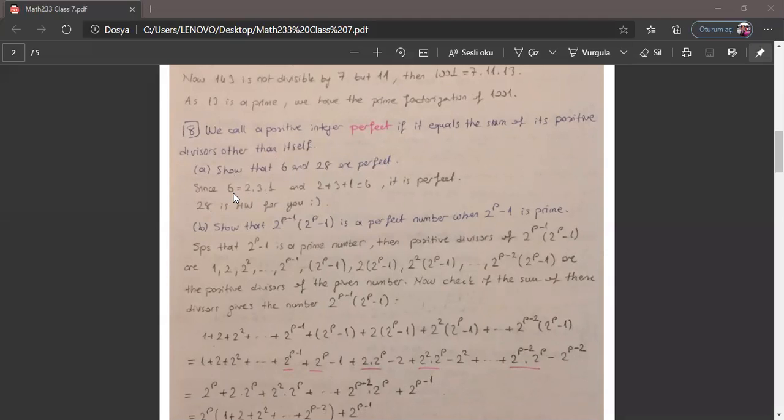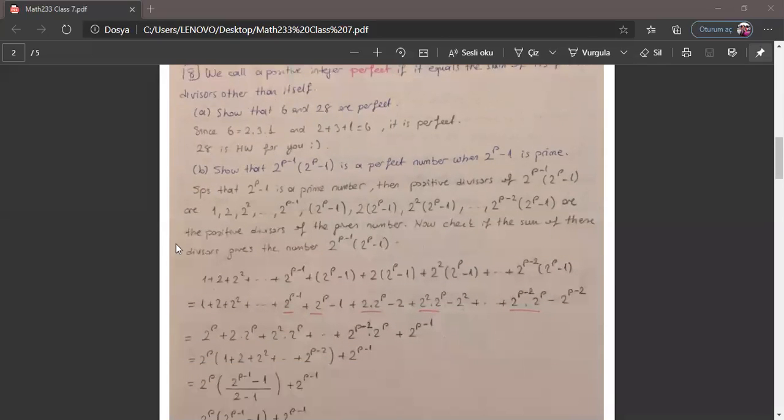So we can write the factorization of this number 6. Not the prime factorization, just the factorization. So here we have 3 factors of 6. We don't count 6, right, as it should be other than itself. So we have these 3 divisors. We add them and get 6 itself, so it's perfect. You do the same thing for the second number, okay?